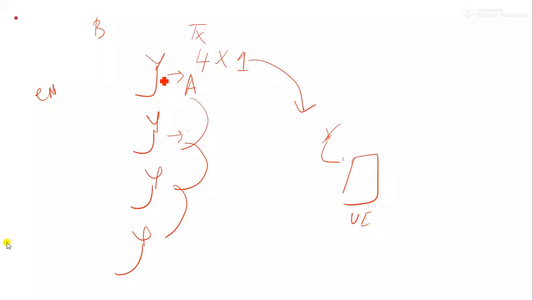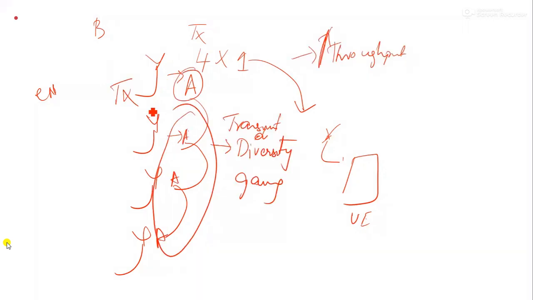So MIMO will not always increase the throughput. It will increase the throughput only if we have an equal number of antennas at the transmitter and the receiver. If we have an unequal number of antennas, it will not give you higher throughput. It will give you another sort of gain, which is called diversity. And this sort of configuration is called MISO, multiple input, single output.